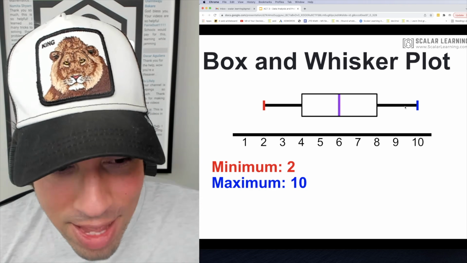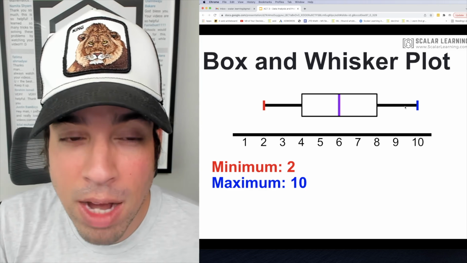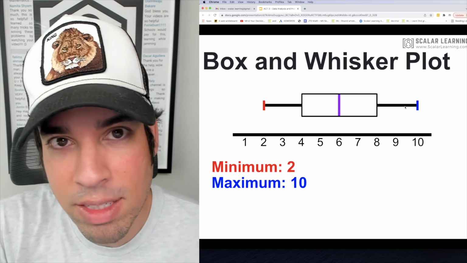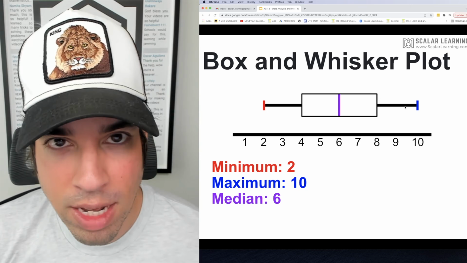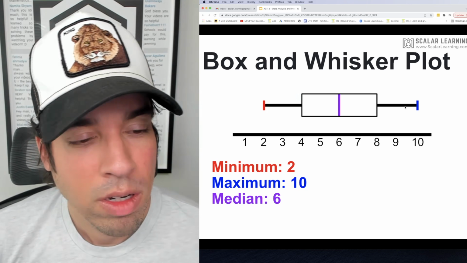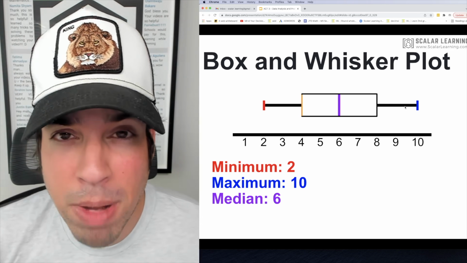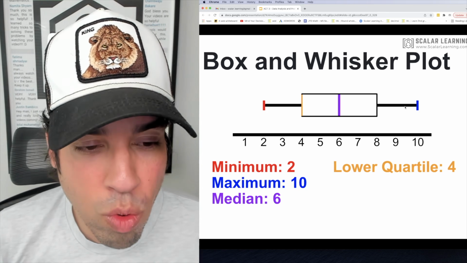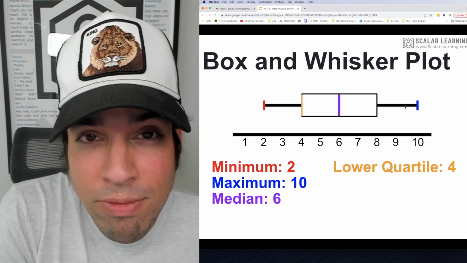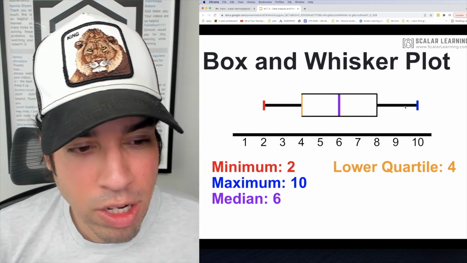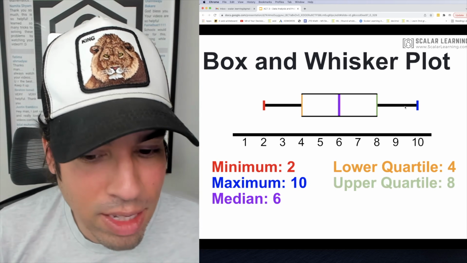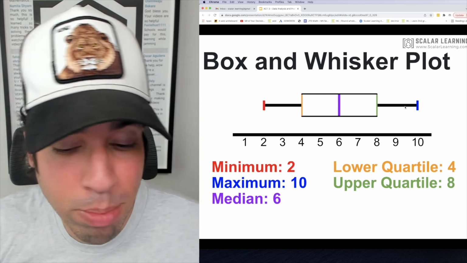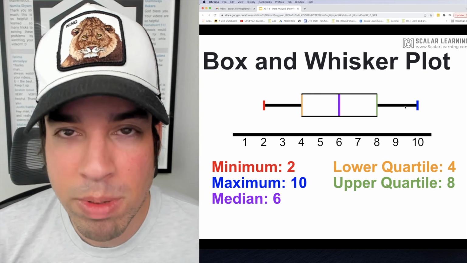Then there's usually a line down the center, somewhere in that box. It doesn't have to be exactly in the center. In this case, it is. That value represents the median of the data set, which is the middle, so that's 6. Next, the left side of the box represents the lower quartile, like the 25th percentile. In this case, the lower quartile would be 4. And on the right side, that green section, the right side of the box, is the upper quartile, the 75th percentile. In this example, that would be 8.